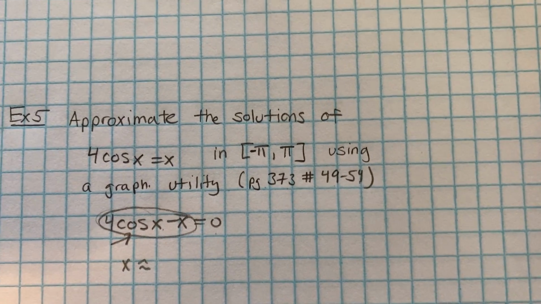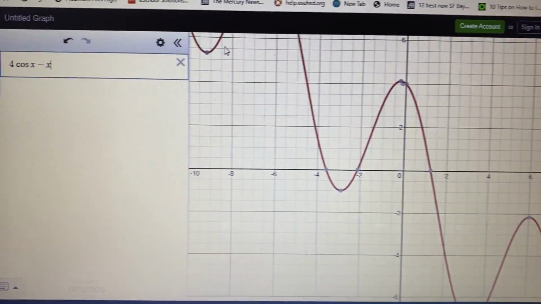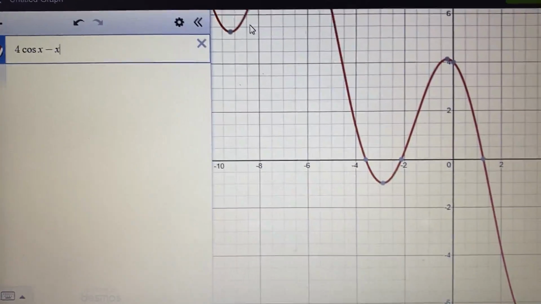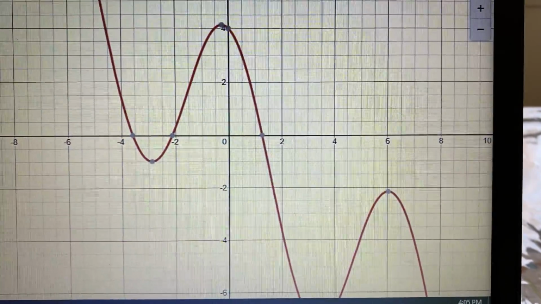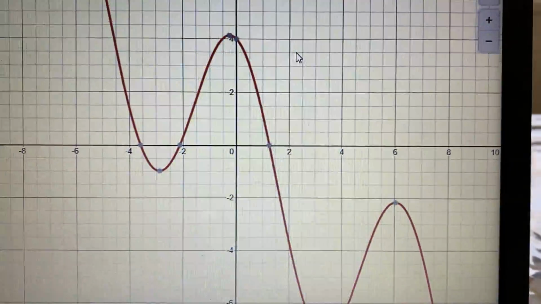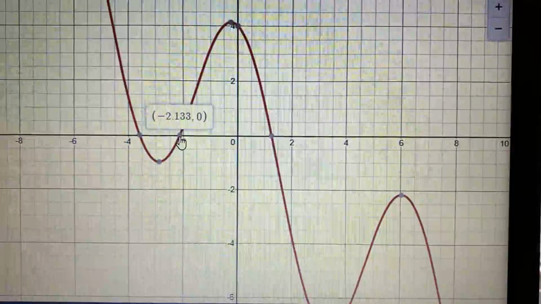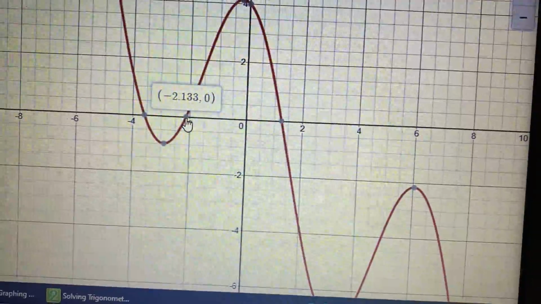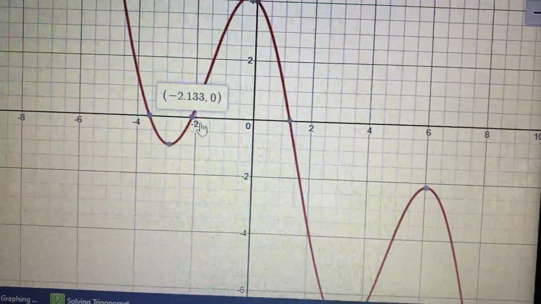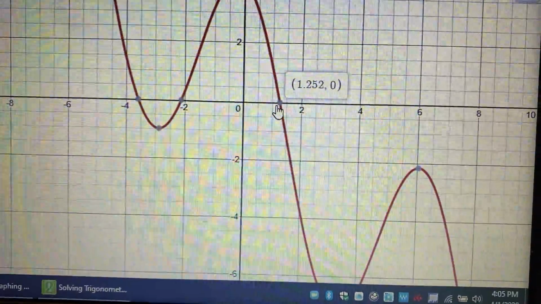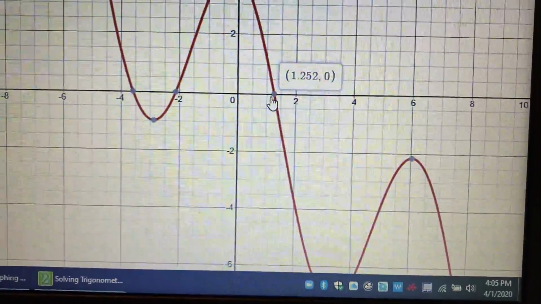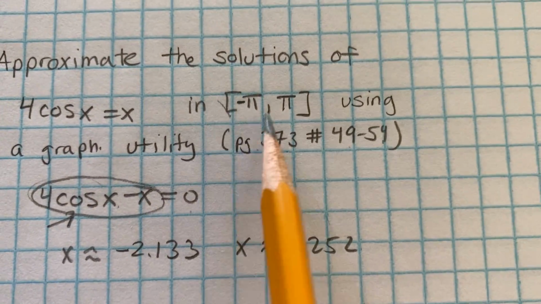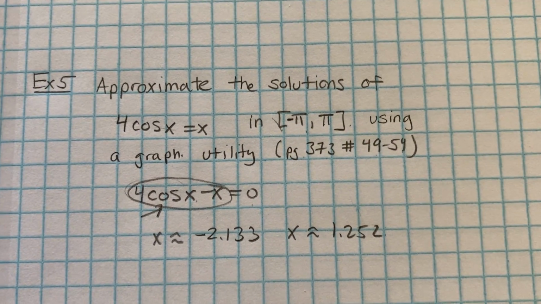Okay, so I already went to desmos.com, so if you take a look at my computer over here, I entered 4 cosine x minus x. And I believe the solutions were from negative 3.14 to 3.14, negative pi to positive pi. You just scroll over here and read whatever that value is: negative 2.133. And it looks like this number right here also is under pi, so 1.252. And those are your only solutions in the interval from negative pi to pi. Okay, so that will conclude this lesson on solving trig equations.